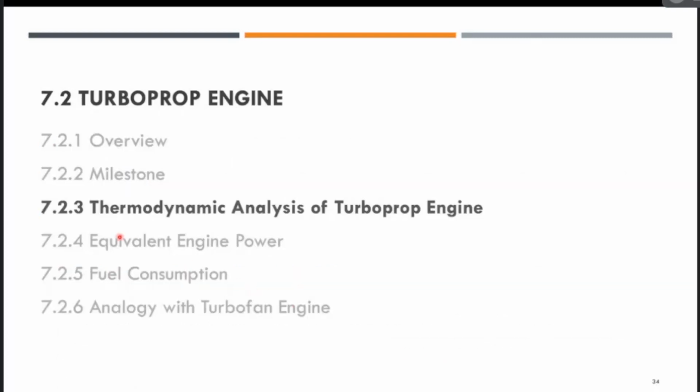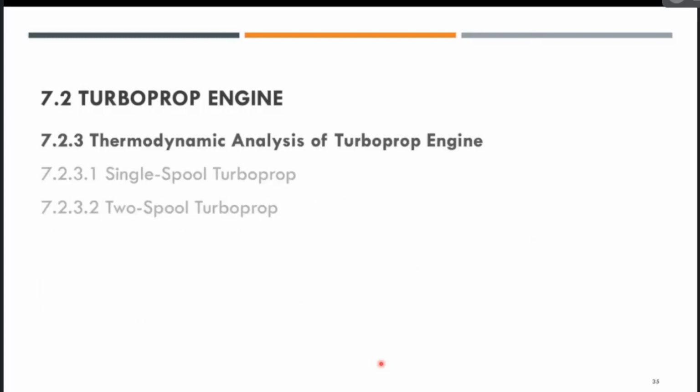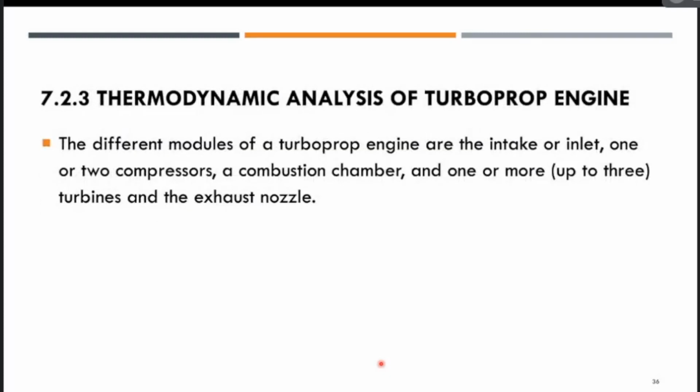Right, let us move quickly into the thermodynamic analysis of the turboprop engine before we have a short break later on. For the thermodynamic analysis, we will look into the single spool turboprop and the 2-spool turboprop. The different modules of a turboprop engine are the intake or inlet, 1 or 2 compressors, a combustion chamber, 1 or more, maybe up to 3 turbines, and then the exhaust nozzle. So we will look into the thermodynamic analysis of the different sections.